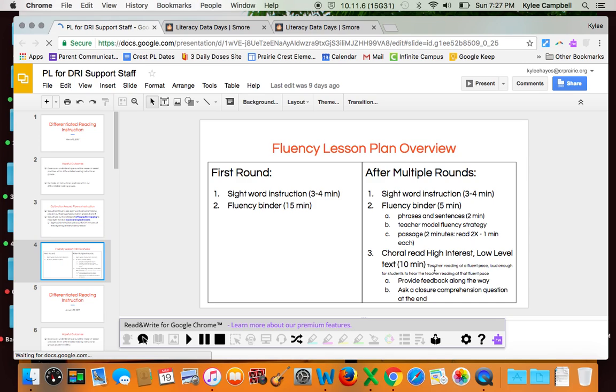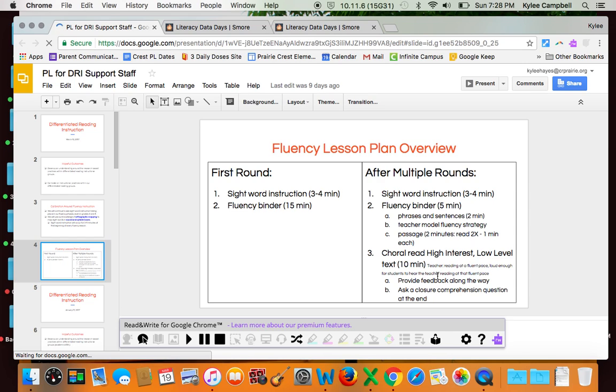After that, this is the part that has changed. In your fluency group, you should have access to what we call a high interest, low level text. This is where we'll spend the majority of our time, about 10 minutes. With the group, you will be choral reading the text. It's critical that as teachers, we're reading at a fluent pace for students and loud enough for them to hear you modeling that fluent pace.